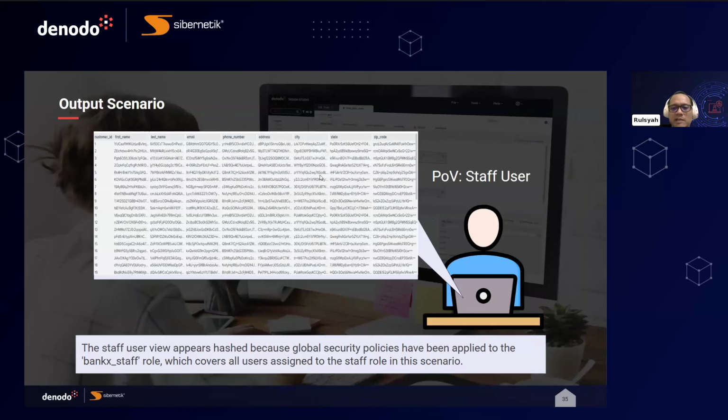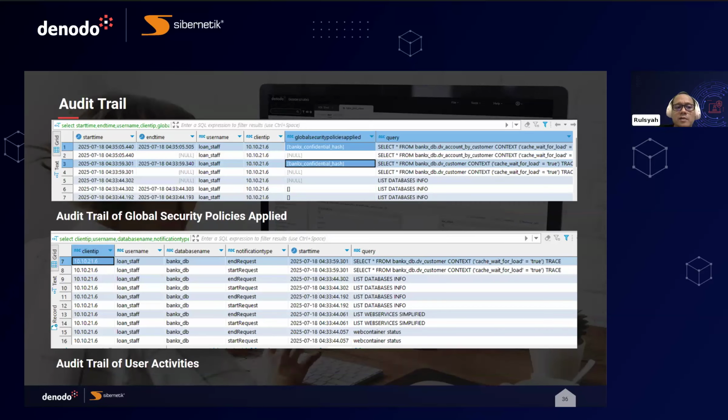This is actually the output scenario. If we log in as a staff, after applying the global security policy, this is what the user will see. As you can observe on the screen, all the sensitive columns, sensitive fields, first name, last name, appear all in hashed format. This is a direct result of the global security policy that was set to protect confidential data.